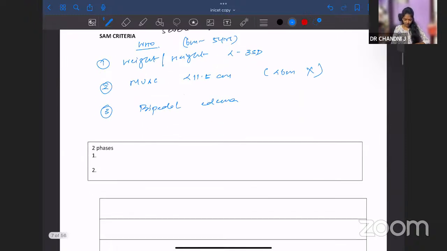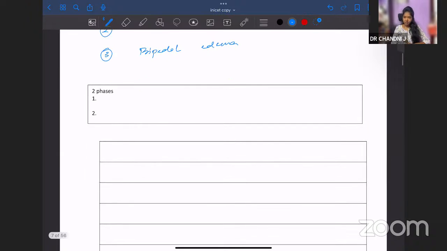I'm coming to the treatment of SAM. So, what are the two phases in the treatment of SAM? First phase is stabilization. First, you want to stabilize the patient who is sick. The next phase is rehabilitation.